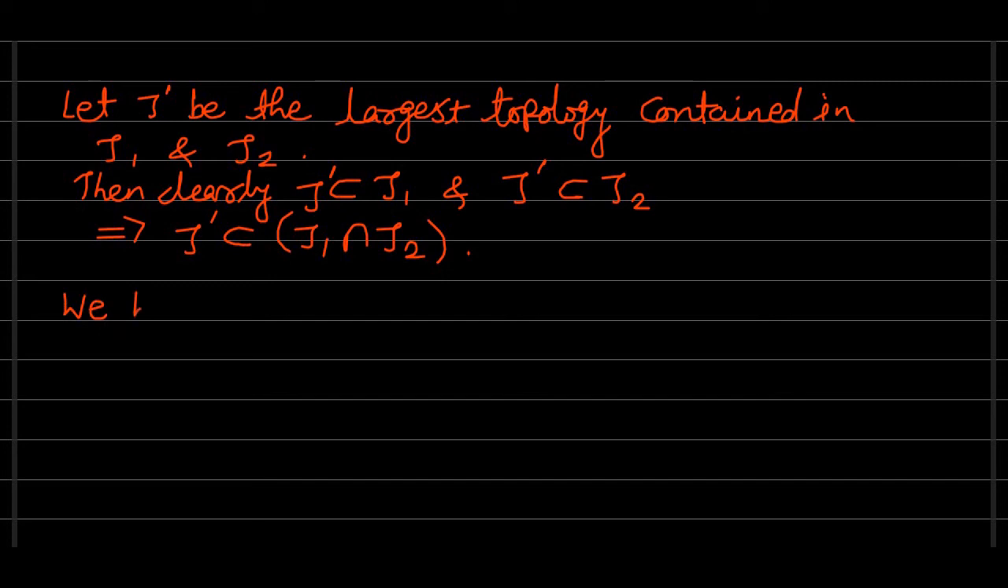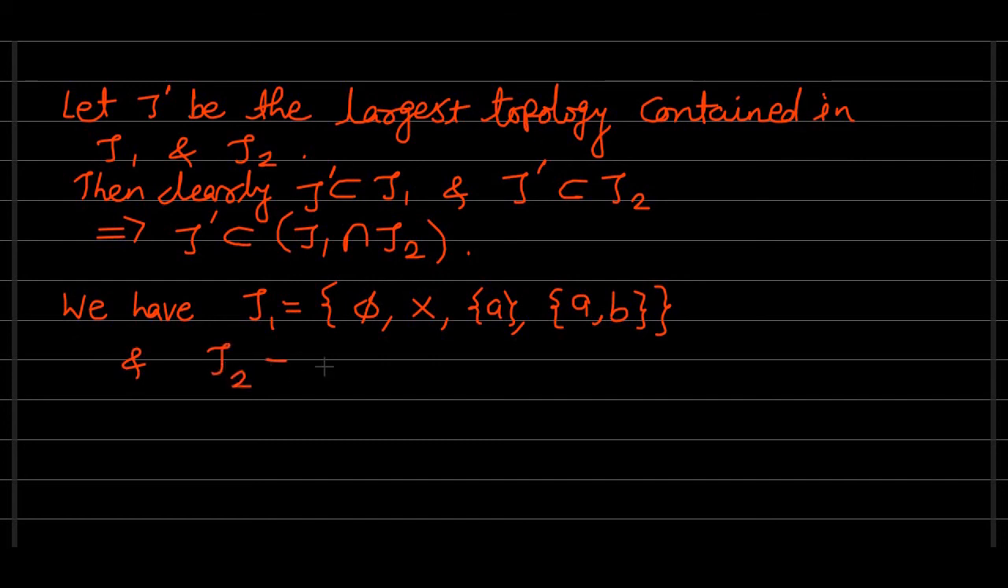We have TO1 equal to the collection having members phi, X, singleton A and the 2-point set A, B, and TO2 is equal to the collection having members phi, X, singleton A and the 2-point set B, C. Therefore, as told earlier, first of all we will find out TO1 intersection TO2.